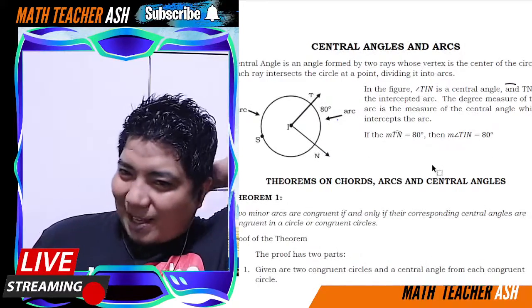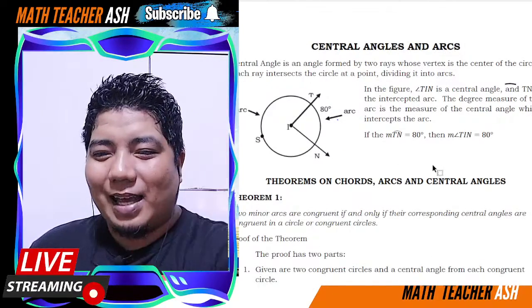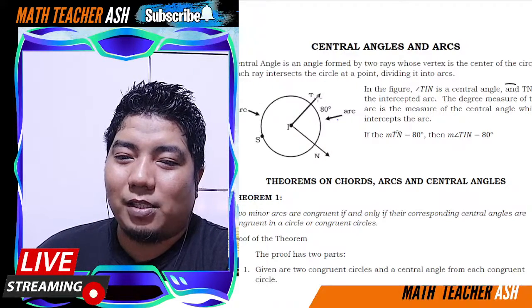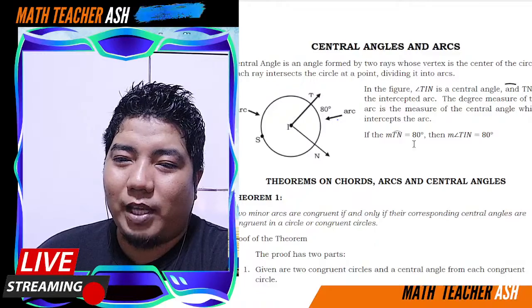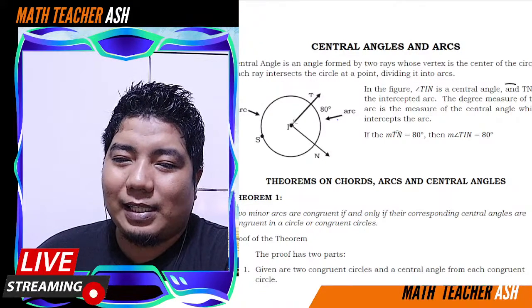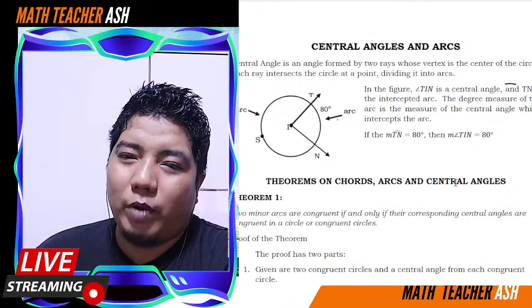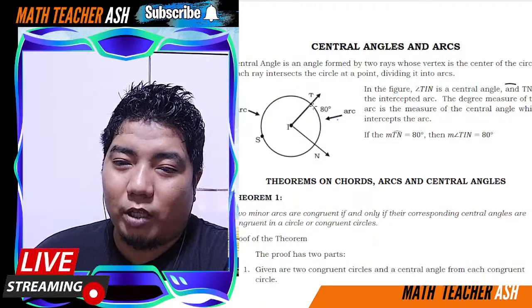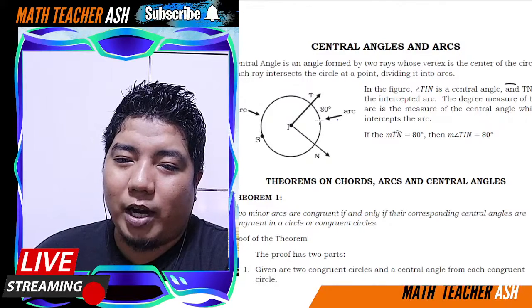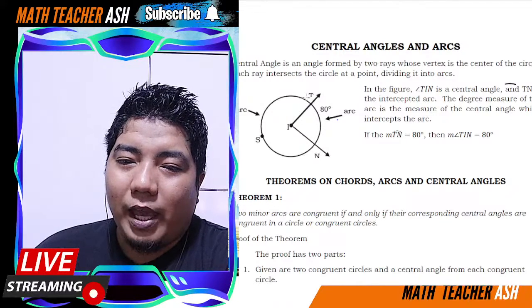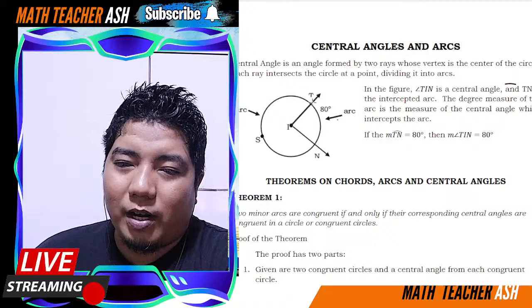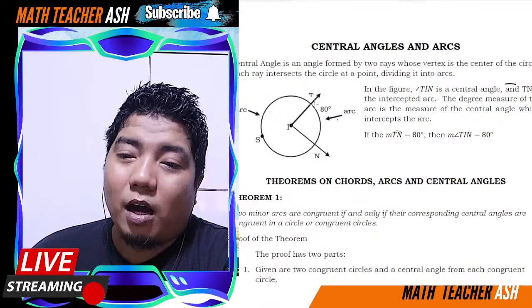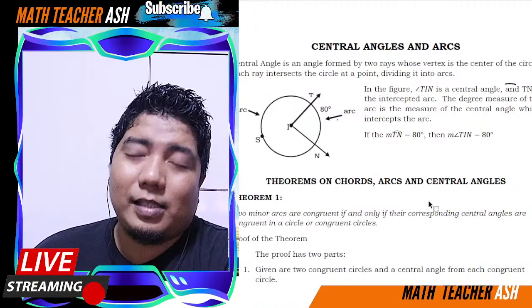Alright, so now let us go to the main topic, central angles and arcs. So, central angle is an angle formed by 2 rays. Okay, 2 rays. Isang ray ito, isang ray dyan, whose vertex is the center of the circle. Each ray intersects the circle at a point dividing into arcs. So, ito na yung arc. Yan, minor arc yan siya kasi 80 degrees lang ito. And this is the major arc. Alright, so arc TSN is a major arc. Arc TN is a minor arc.